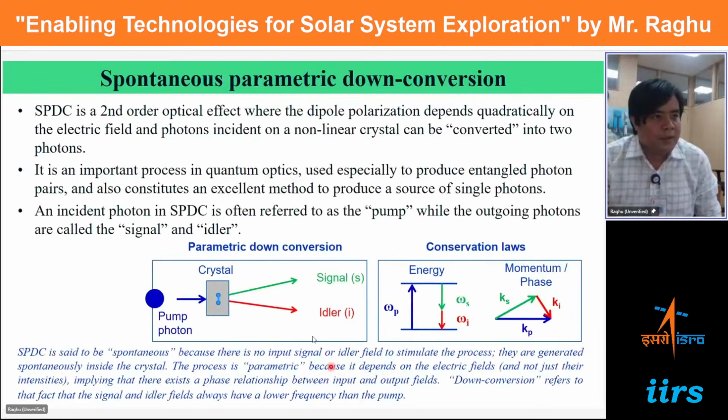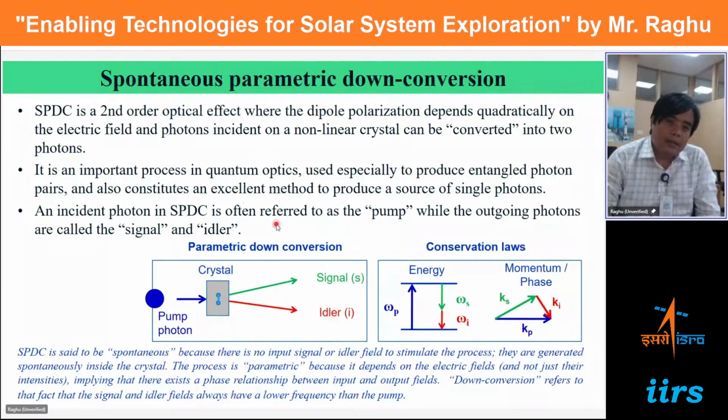Okay. So how to create this entanglement? This is done by a process called spontaneous parametric down conversion. Another process is called 4-wave mixing. So what is the takeaway? How to create entangled photons? One process is spontaneous parametric down conversion. Another process is called 4-wave mixing.